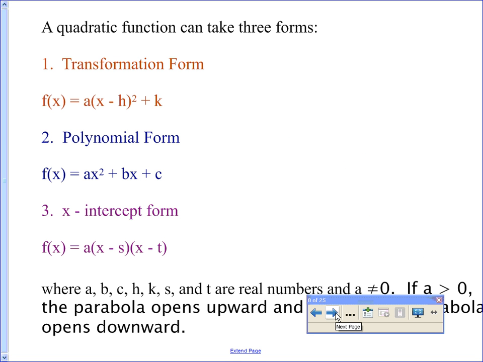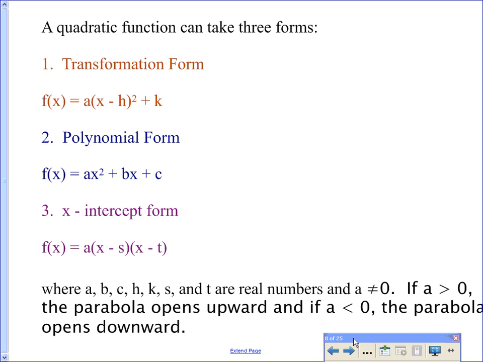So a quadratic function can take three forms, and we're going to talk about these three forms today and actually be able to write an equation and go from one form to the other. It could take transformation form, and that's the first one I give you. It could take polynomial form. It could take x-intercept form, and in all of these cases, a, b, c, h, k, s, and t are all real numbers, and a cannot be equal to 0.